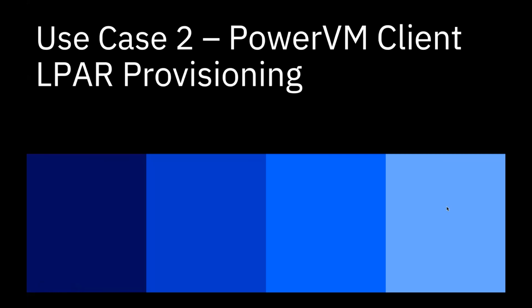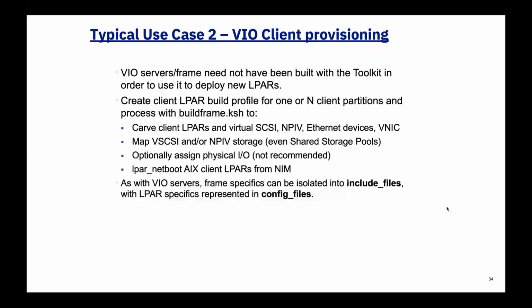Second use case, deploying the virtual client partitions instead of virtual AIX server partitions. It is similar to the previous use case, but this time you are only deploying partitions using build frame. We can create partitions, create connections like virtual SCSI, NPIV, Ethernet, or virtual NIC, SR-IOV NIC configurations. And optionally, if you like, we can even assign physical I/O, and we can boot up the partition from NIM and deploy your mksysb to the partition.